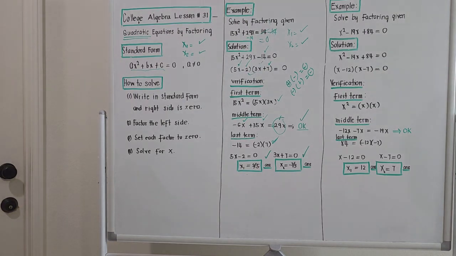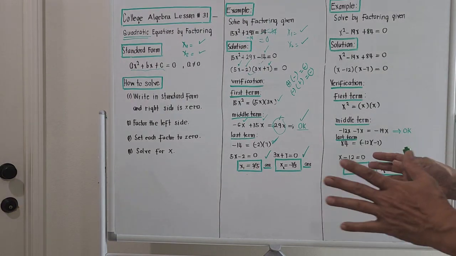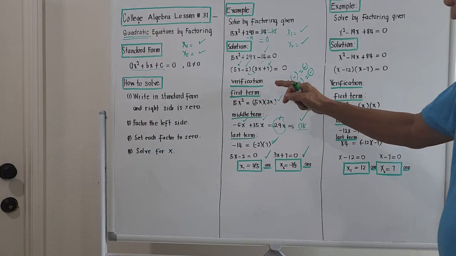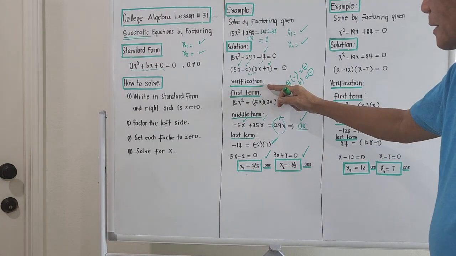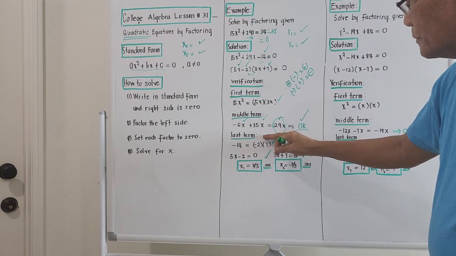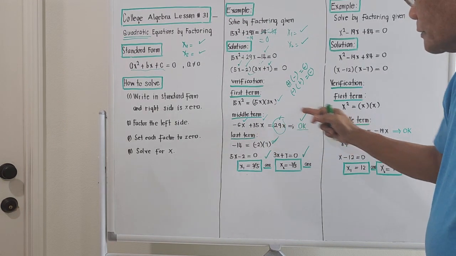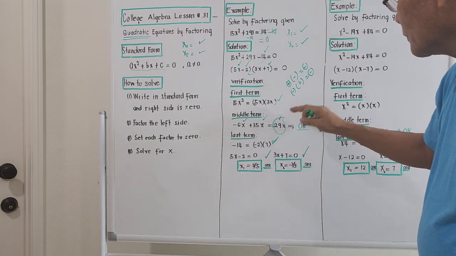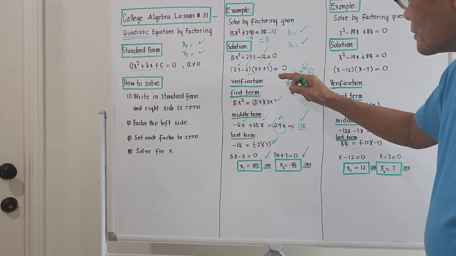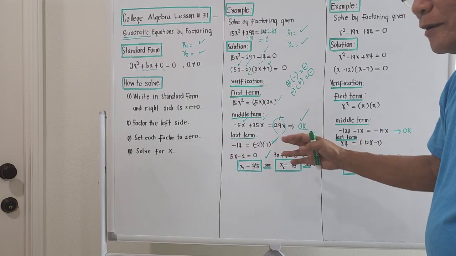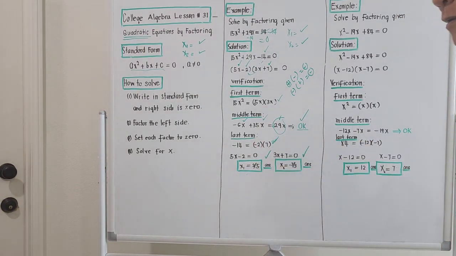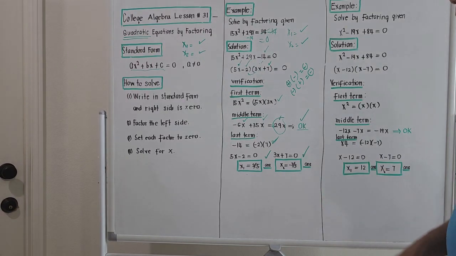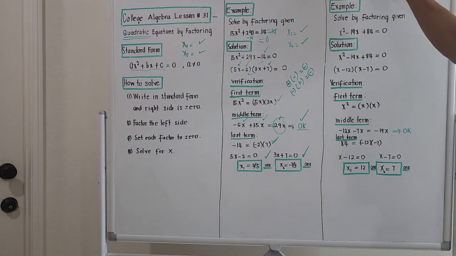This is the way I solve a quadratic equation by factoring. I will bring out the first term, then the last term, then I will check the validity of the middle term. If the middle term turns out to be correct, the first and last term choices are actually correct. That's how I solve a quadratic equation by factoring. Okay, last example for this morning.